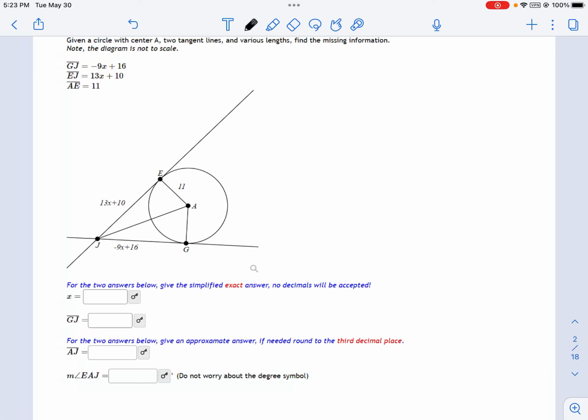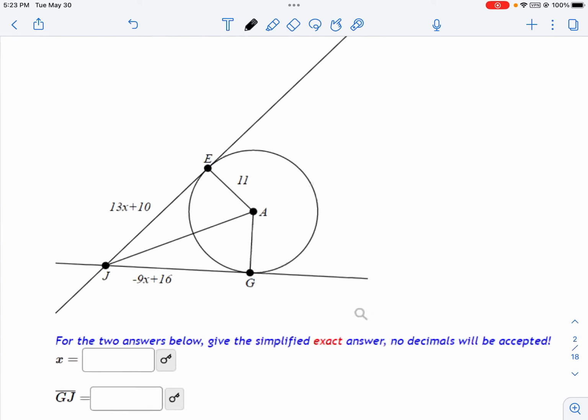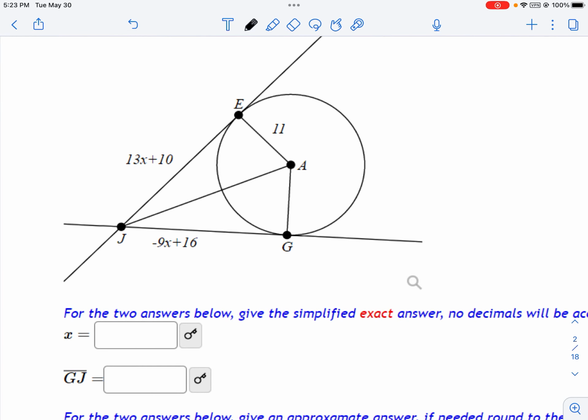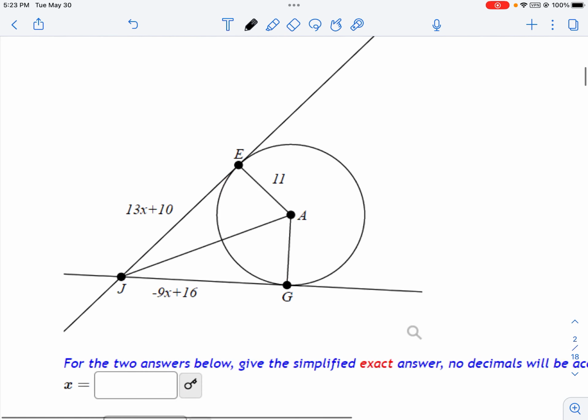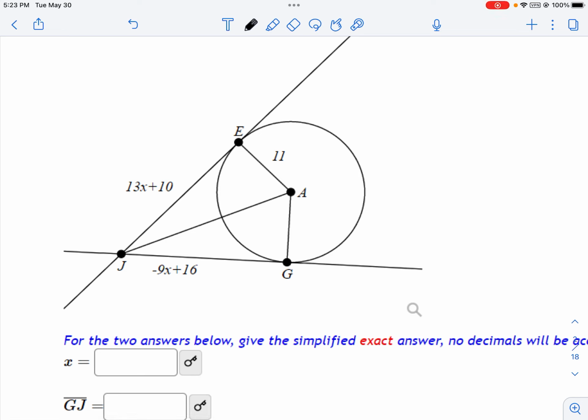Hello and welcome. So given a circle, we have some tangent lines to it. We want to find the various lengths, missing information, so on and so forth. We can see all the information, right? All the information here is actually labeled in the diagram, which is nice.